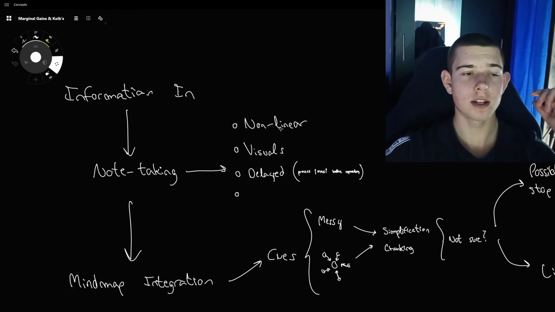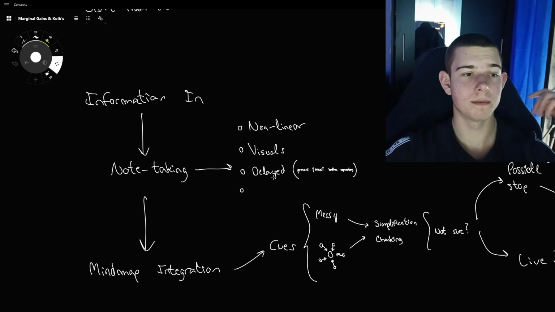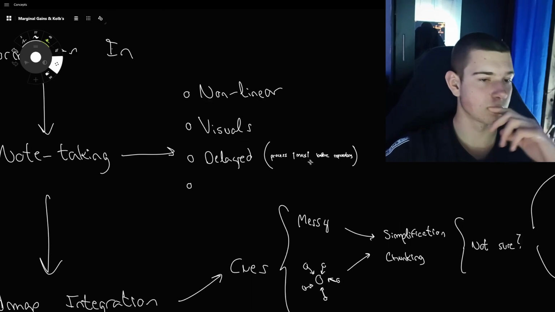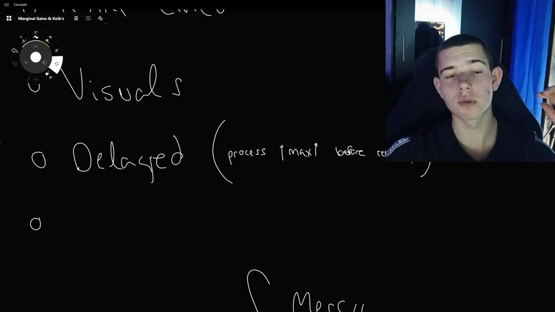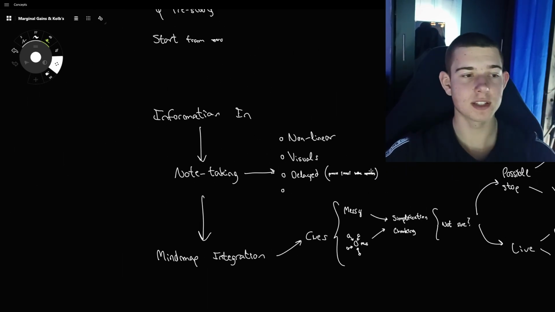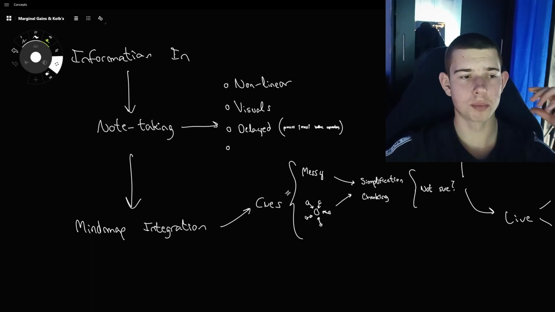and I try to make it non-linear. I try to put some visuals, some symbols, and I try to delay it as much as possible. As you see, I process as much as possible before representing it on the paper. Why do I do this? Because this forces me to process information instead of just mindlessly writing it down. This kind of note taking is so much more effective at learning, and that's what I'm trying to practice.